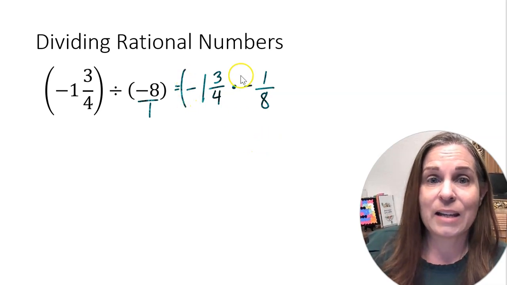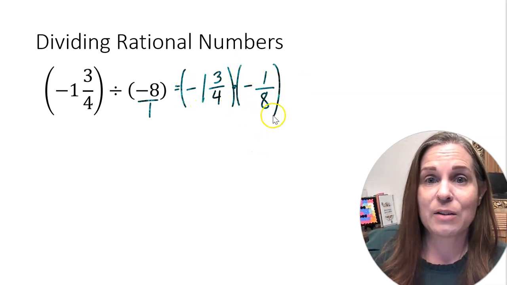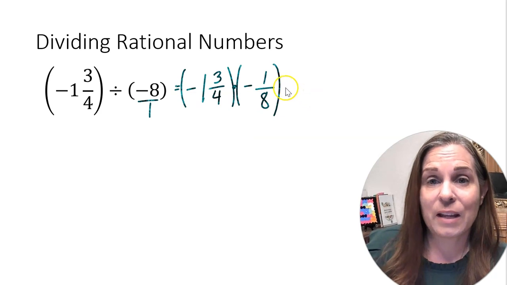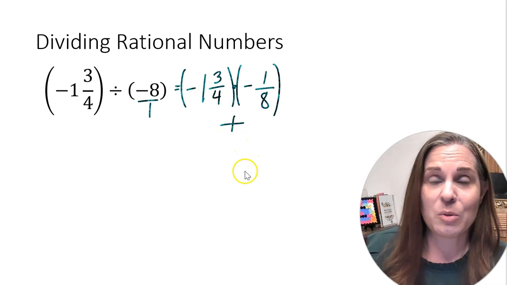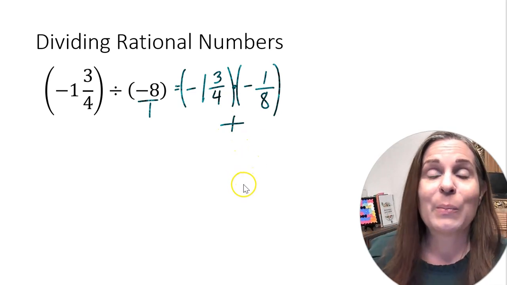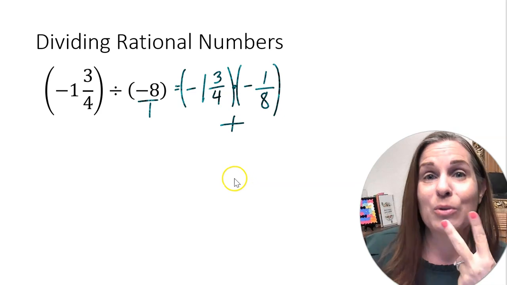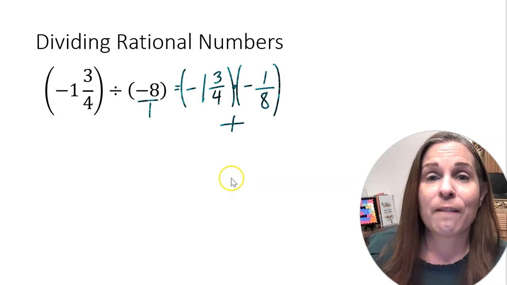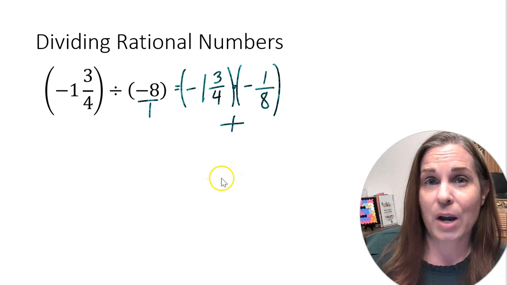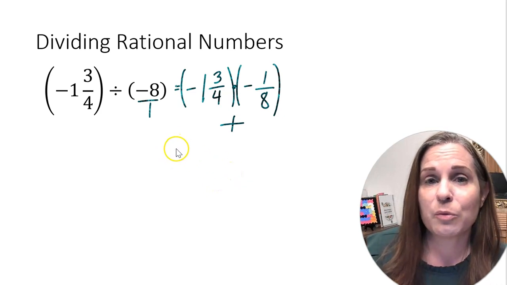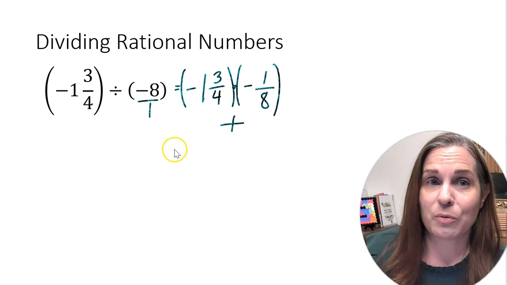Now I've got a negative times a negative, so I know that my final answer will be positive, right? So I'm just going to write a positive right here. So now I don't have to worry about the signs anymore. But again, with this problem, I'm going to show you 2 ways to do it. The first way, we would have to make sure both numbers are fractions. So we'd have to convert our mixed number to a fraction.